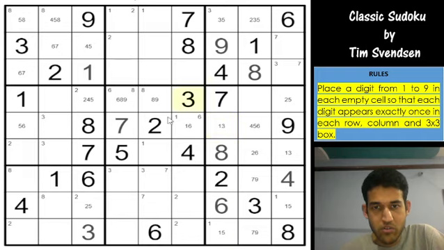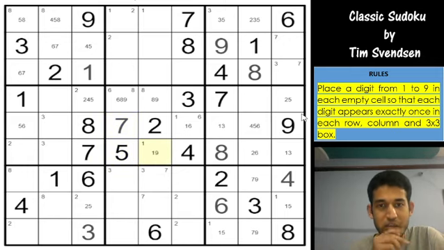Okay, so I have 2 3 4 here, 5 7 here, and 6 and 8 are ruled out. So this cell can only be 1 or 9, right? Can't be anything else. Again, a bi-value candidate.